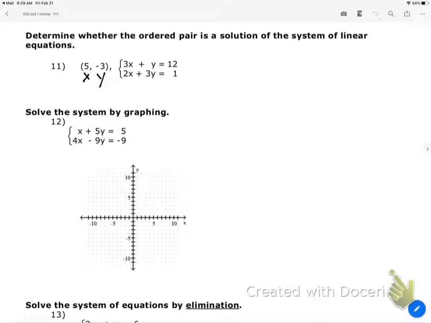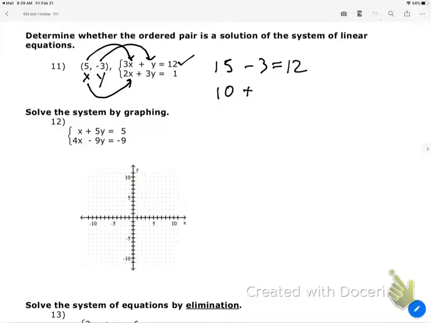So, okay, if x is 5, 3 times 5 is 15. If y is -3, so -3, yes, that does equal 12, so that's good. Right, plug it into here, 5 in there. 2 times 5 is 10, plus 3 times -3. 3 times -3 is -9. 10 take away 9, that equals 1, yes, so both those are good, okay? All you're doing is plugging the x and y in to see if it's true.